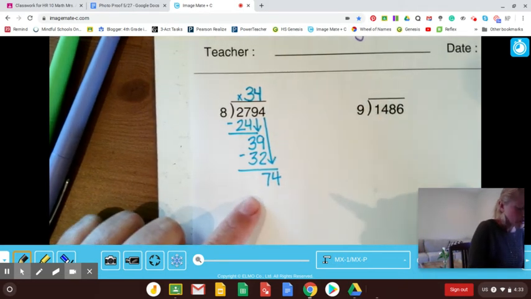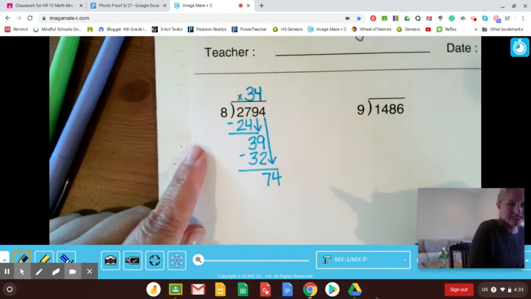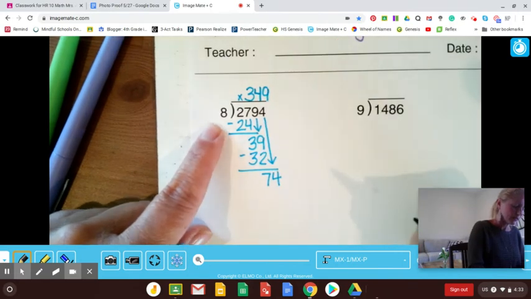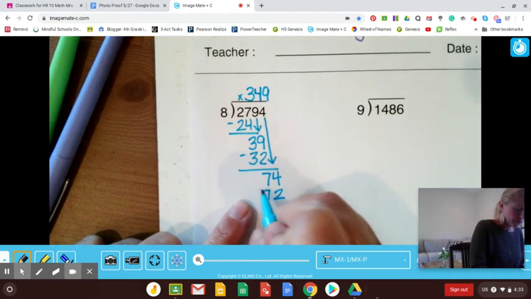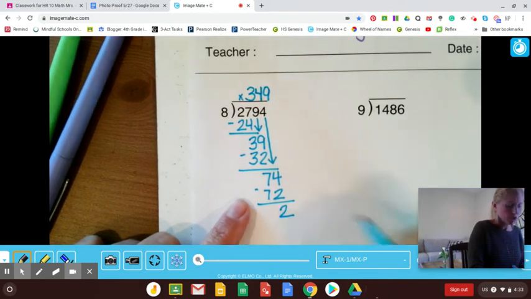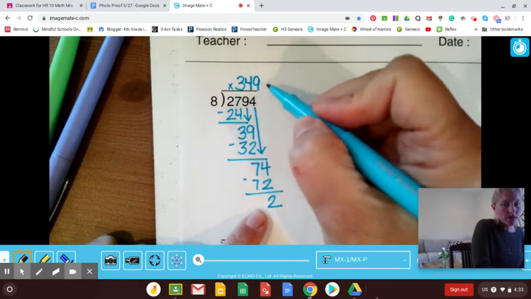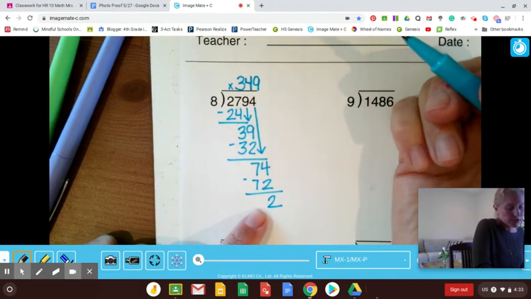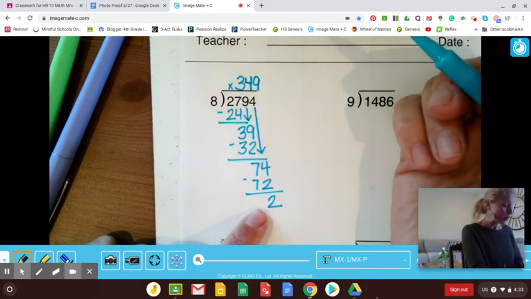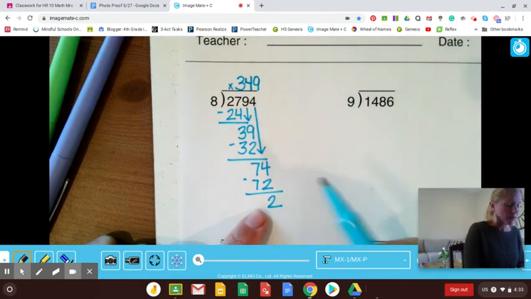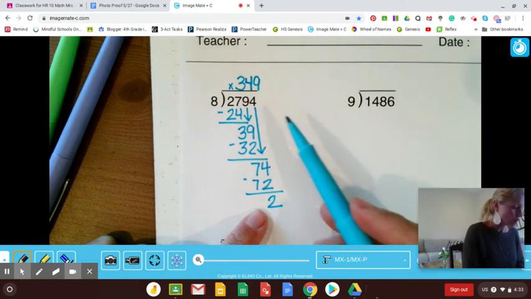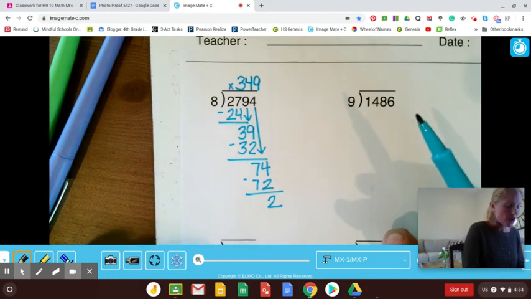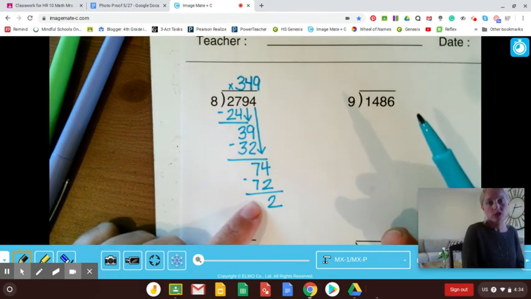Now I have 74. 8 times what is close to 74? And I'm going to say 9 because I know 8 times 9 is 72. So when I subtract, I have 2. Now, normally we would put an R for remainder and then remainder 2. But because you're in 4th grade now and you are going into 5th grade very, very soon, in 5th grade you're going to be expected to write the remainder as a fraction or maybe as a decimal, right? So for this worksheet in particular, I would like you to write it as a fraction.